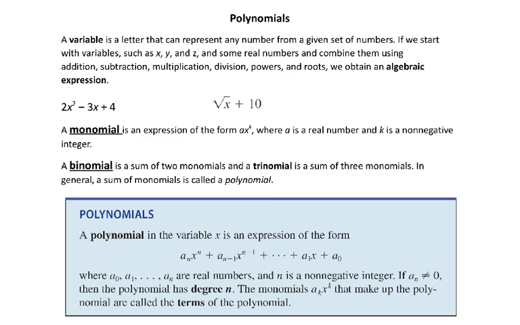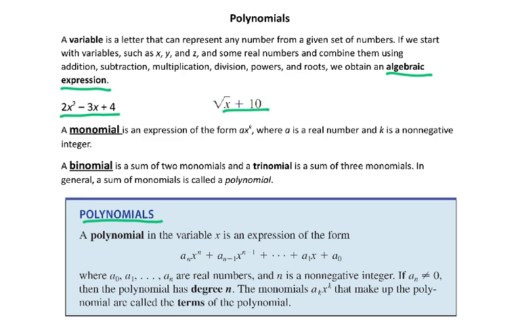A variable is anything that can represent a number. Often we use letters like X, Y, or Z. And right here, both of these are a form of an algebraic expression, which is really just a variable that's combined by adding, subtracting, multiplying, dividing, and so forth.